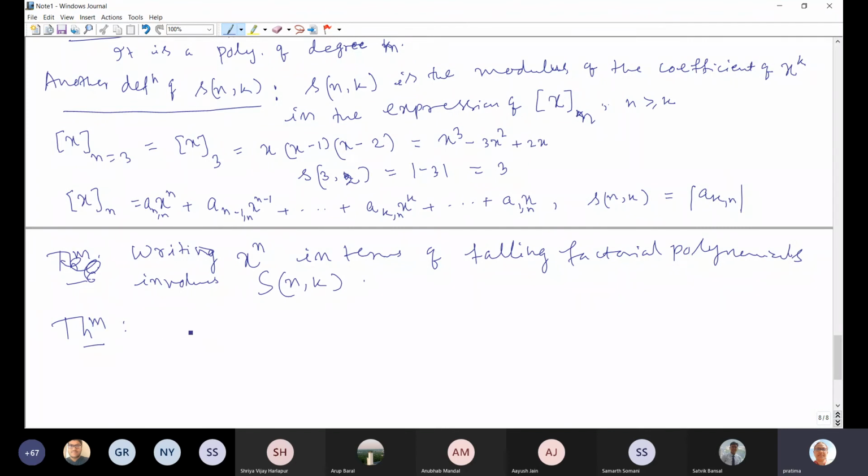I am not proving it. So it is like this: x to the power n is equal to the summation of S(n,k), the Stirling number of second kind, times the falling factorial x^(k), with k from 1 to n. This is the relation between the Stirling numbers of first and second kind. Well, that's all for this combinatorics part.